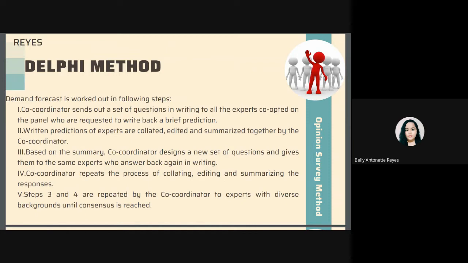And lastly, steps 3 and 4 are repeated by the coordinator with experts of diverse backgrounds until consensus is reached. In a case where there is a divergence of opinions and conclusions, the coordinator has to sort it out through mutual discussions, and this coordinator has to have the necessary experience and background, as he plays a key role in designing the structured questionnaires as well as synthesizing the data. Direct interaction among experts is avoided, nor is their identity disclosed, so as to avoid strong-willed experts from dominating the group. Next slide, please.